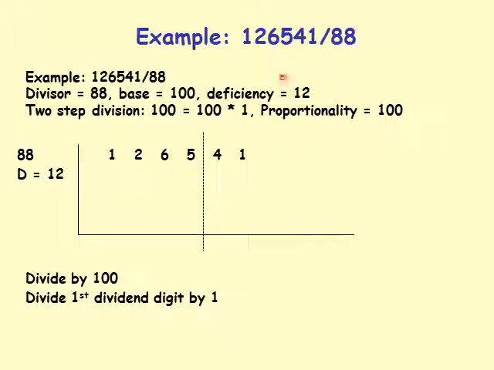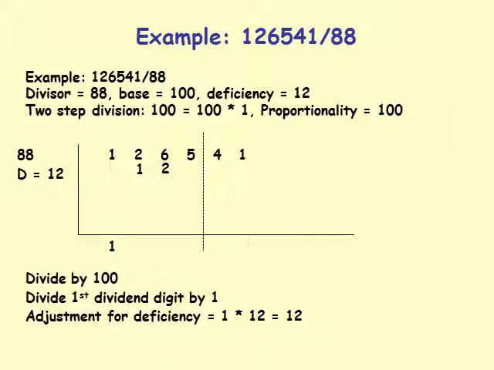1 divided by 1 is 1. So that gives me 1 here. Now we have to make adjustments for the deficiency. So 1 is my quotient digit and 1, 2 is my deficiency. 1 times 1 is 1, and that 1 goes under the next dividend digit. 1 times 2 is 2, and the 2 goes under the next dividend digit after that. So the adjustment for deficiency is 1 times 1, 2, which is 1, 2.